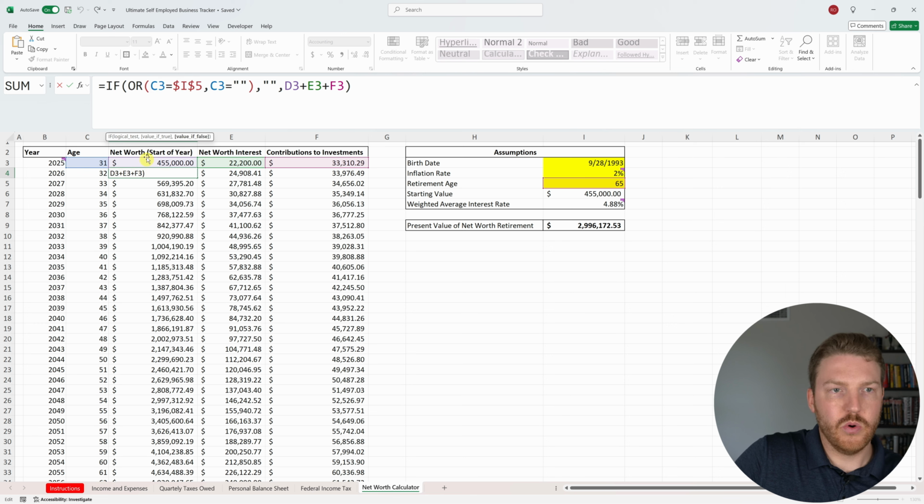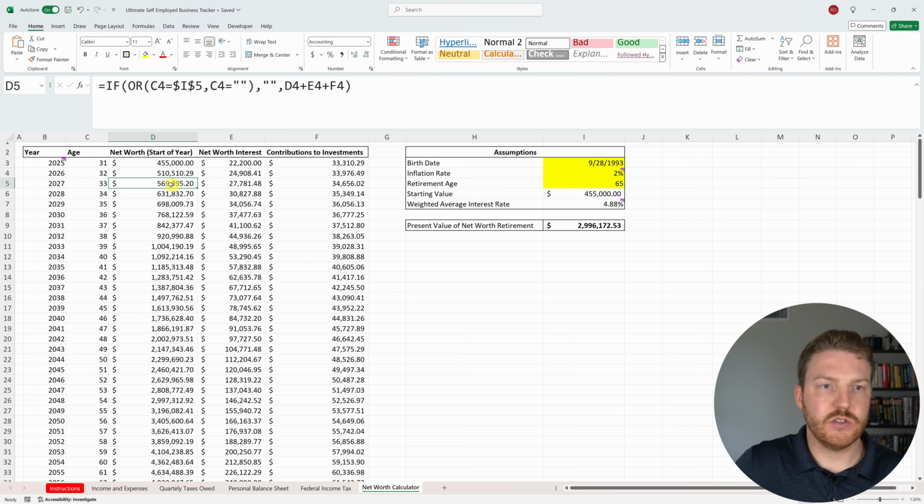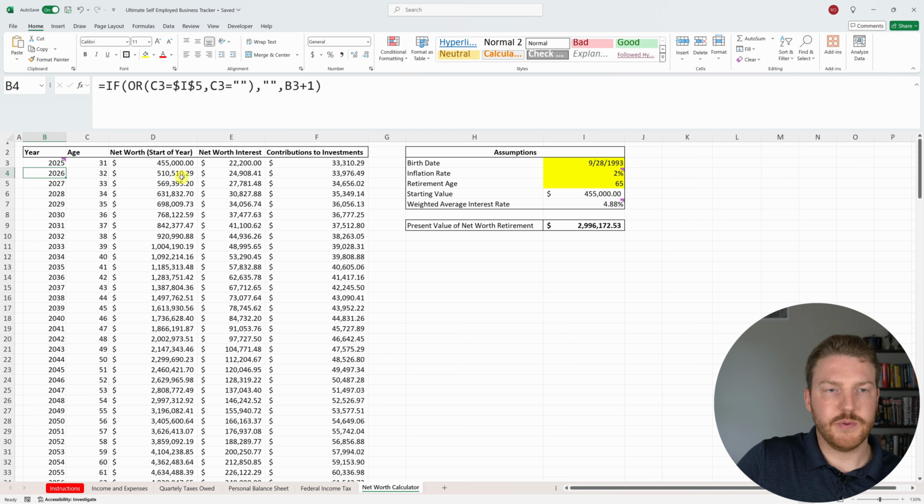So now the value for the net worth at the start of the next year is going to be equal to the net worth from the start of the previous year plus the net worth interest that we made last year plus the amount that we're contributing that year, or contributing last year, right? So our net worth was $455,000 at the start of 2025. We're expecting the net worth to be $510,000 the next year based on our accumulated interest and our new contributions.